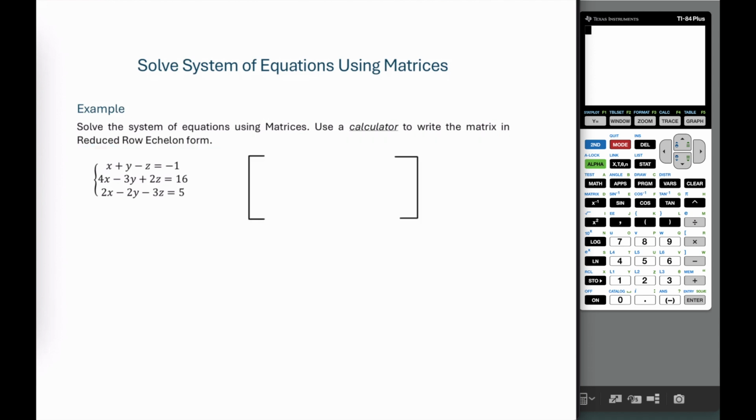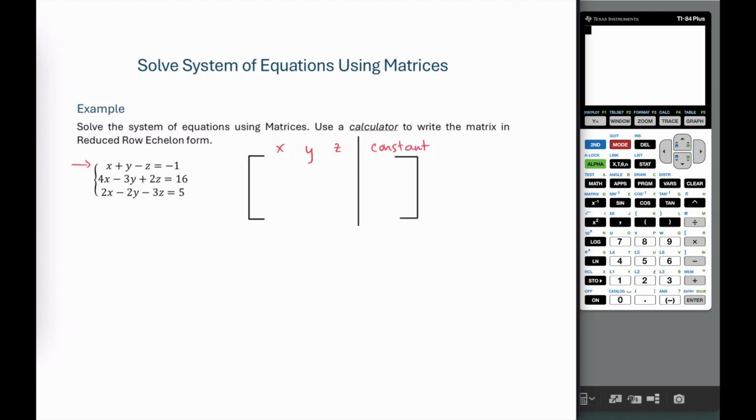So first, we'll convert the system to a matrix, and to do that we need to make sure that all our x's are lined up, the y terms are all lined up, the z terms are all lined up, and the constants are all to the right of the equal sign. Since we'll have three variables, we're going to have four columns, one for x, y, z, and then also for the constants, but we have three rows.